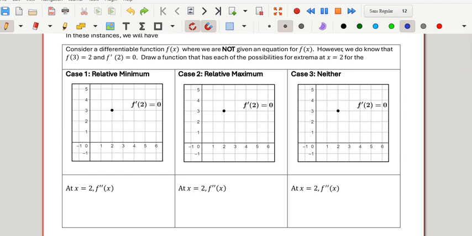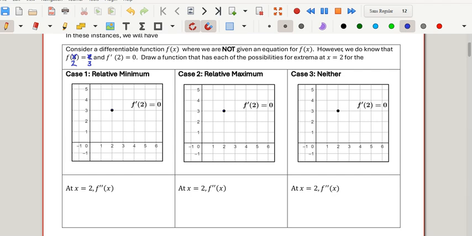In each case, we're going to draw a function, but we don't have the function. We know a couple pieces of information. We know that f of 2 is 3. There's a typo that I never fixed; I just have those backwards to represent the point on each of these graphs. And 2 is a critical value, which means that when we draw the tangent line, we should have a horizontal tangent line. Sorry, it's not only a critical value, but a critical value where the derivative is 0. So draw a function that has each of these possibilities at x equals 2.